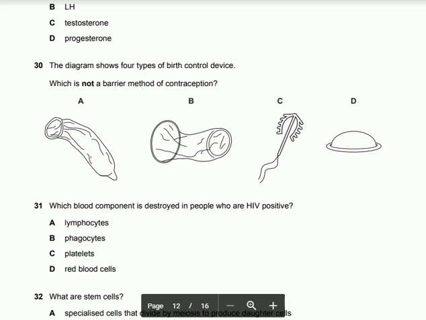I think we'll go with C. So the answer for 30 is C, because A, B, and D are obviously barrier methods of contraception. So I think C is the answer here.